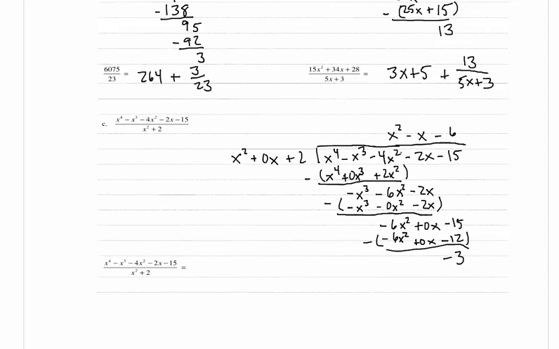So we have a quotient of x squared minus x minus 6 and a remainder of negative 3. So we're going to have x squared minus x minus 6, and now our remainder is negative, so we're going to have minus 3 over our denominator, which was x squared plus 2. And that's our video on long division.